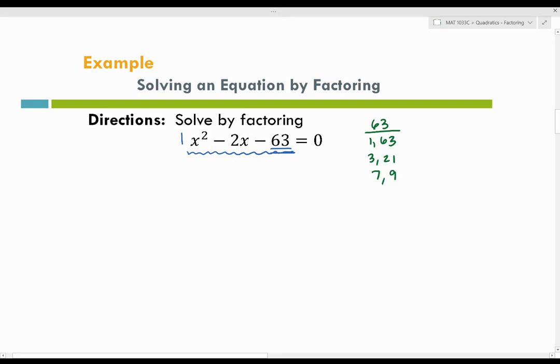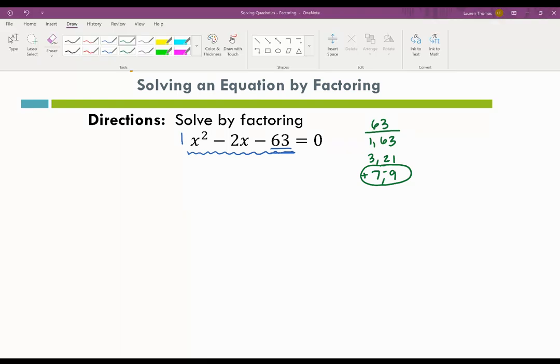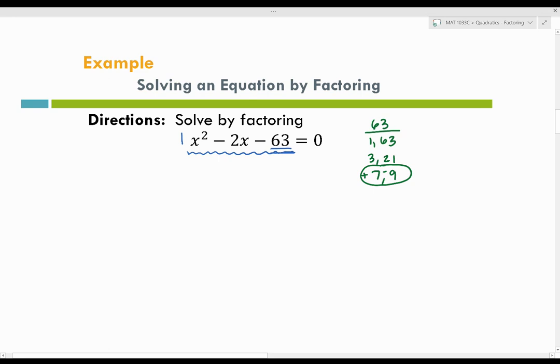Now of those pairs, we need to see if there's one that gives me a 2. There is, the 7 and the 9. I need a negative 2 for my middle term. So that means the 9 needs to be negative and the 7 needs to be positive. So I'm going to take those factors and use them to break up my polynomial. So I'm going to split them into 2 factors.